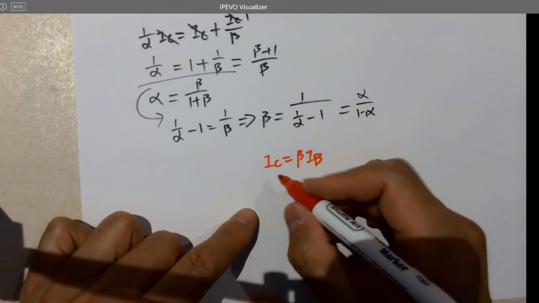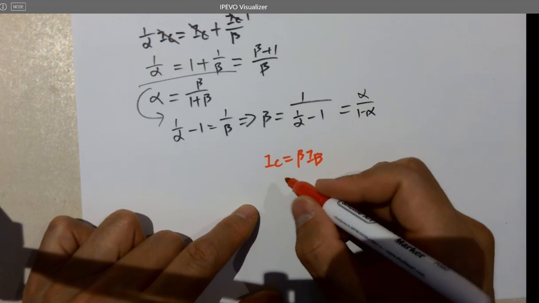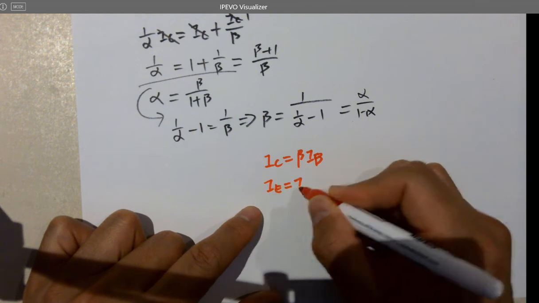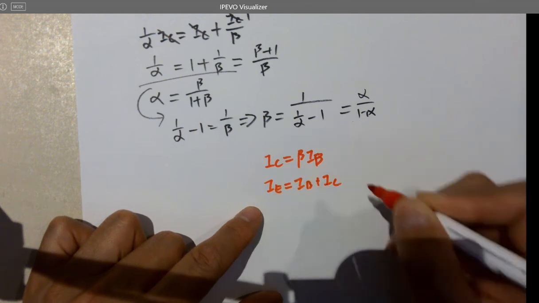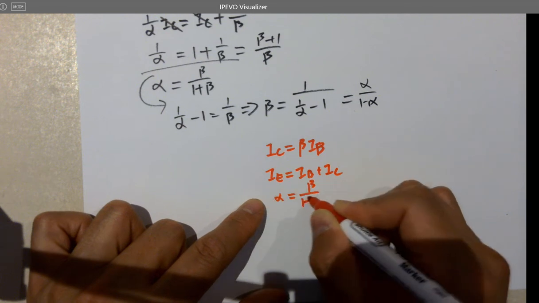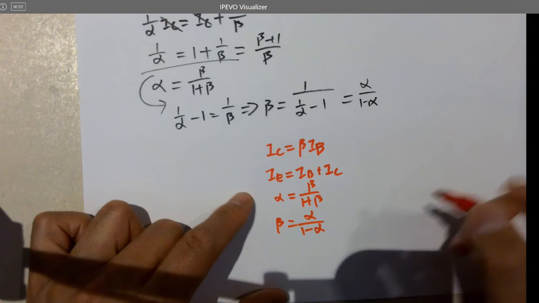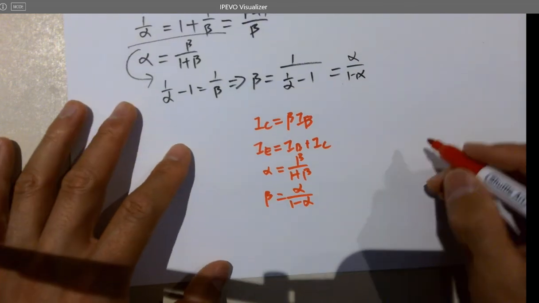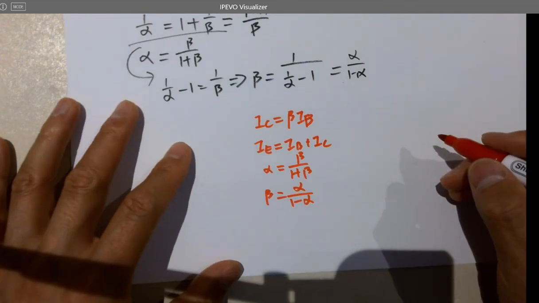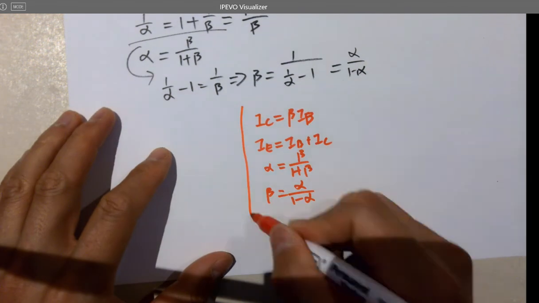Second, IE equals IB plus IC. Third, alpha equals beta over 1 plus beta, and beta equals alpha over 1 minus alpha. And that's it. That's what you need to know for now.